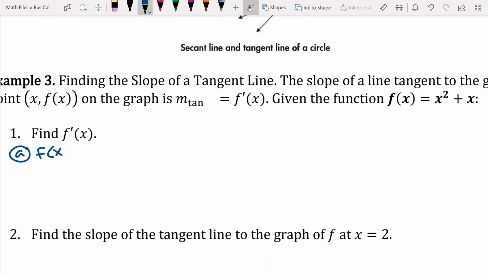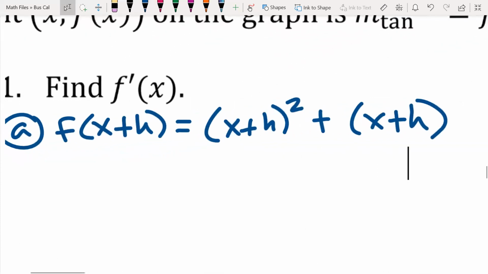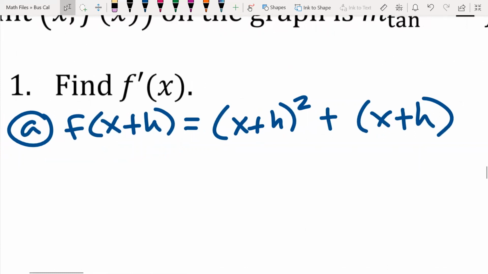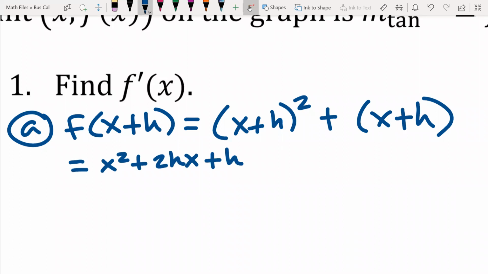Let's go ahead and find out what f of x plus h is. And we're plugging it into this function over here on the right. So x plus h squared plus x plus h. And like I said, I showed you a shortcut. So what does x plus h squared FOIL out to? x squared, 2hx, h squared. There you go. x squared plus 2hx plus h squared plus x plus h.